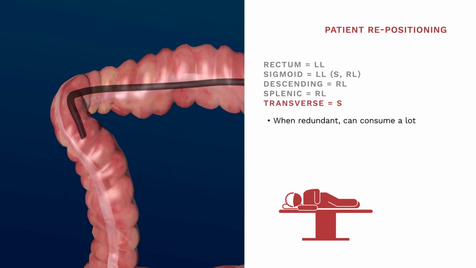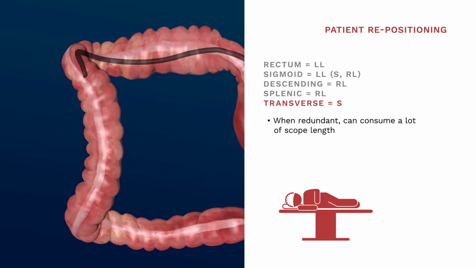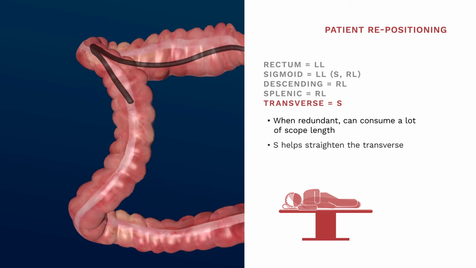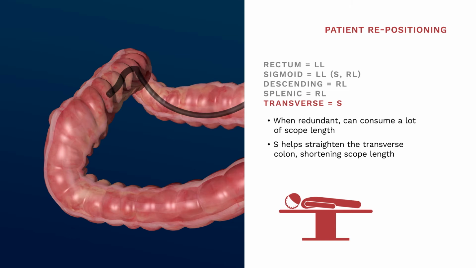The transverse colon, when redundant, can dip down into the pelvis before returning back up again to the hepatic flexure. This can result in consumption of a lot of scope length. Positioning the patient supine can help the transverse colon fall back into the upper abdomen. This straightens the transverse colon, allowing the scope to traverse it with a shorter length of scope.